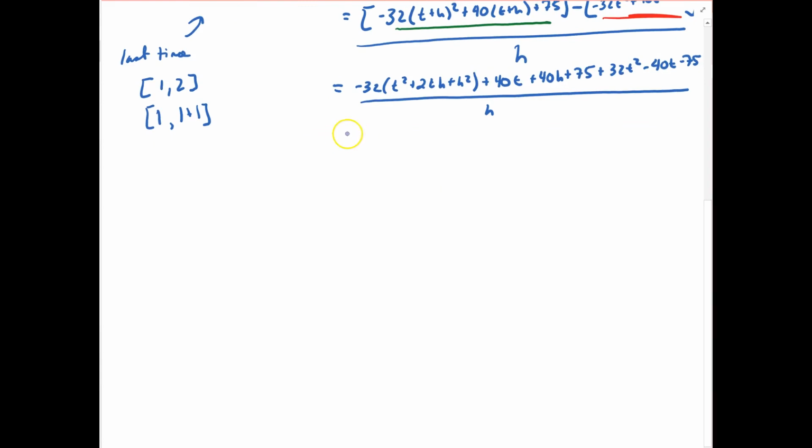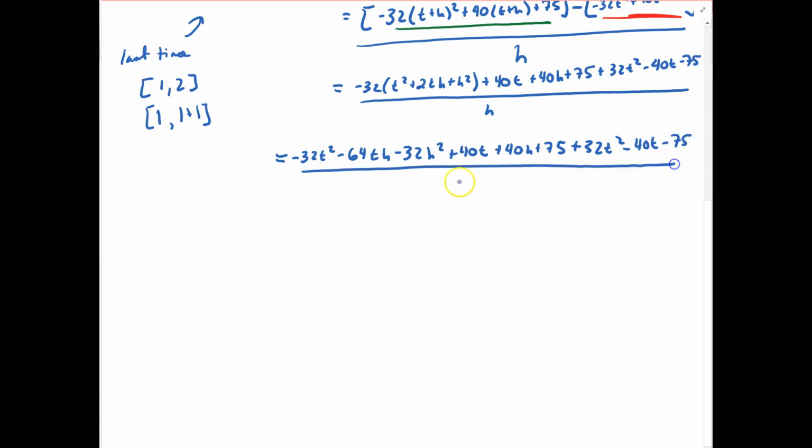Okay, so I'm going to take one more line. I better give myself a little more room. Distribute this negative 32. So this gives me negative 32t squared minus 64th minus 32 h squared plus 40t plus 40h plus 75 plus 32t squared, careful, that's still plus, minus 40t minus 75 all over h.